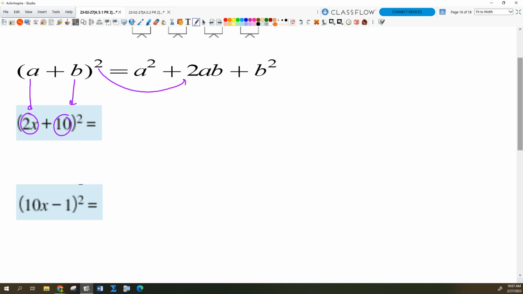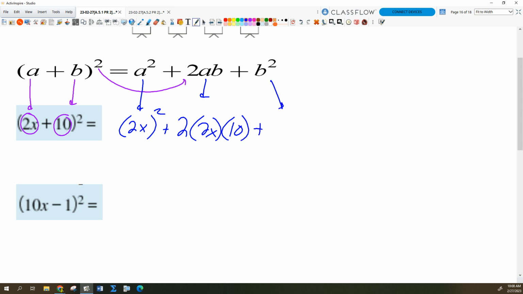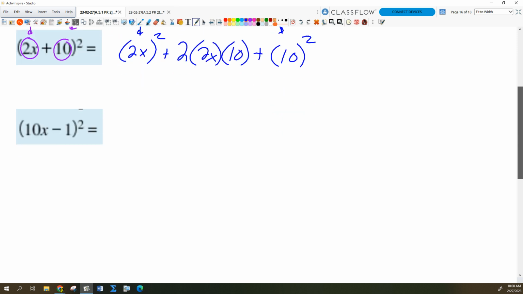So what's this going to be? Well, I'm going to get the quantity 2x squared plus 2 times a, well, a is 2x, times b is 10, plus b, which is 10, squared. See how that works? And then I would just have to simplify that. What does that work out to be?